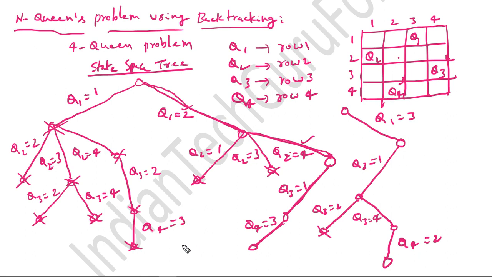So the first solution we got is 2, 4, 1 and 3. The second solution we got is 3, 1, 4 and 2. So now you can observe that there is more than one solution for any problem solved using backtracking. However, we shall consider one of the solutions that are possible while solving the problem. So likewise, we can solve the 8 queens problem using the same methodology.